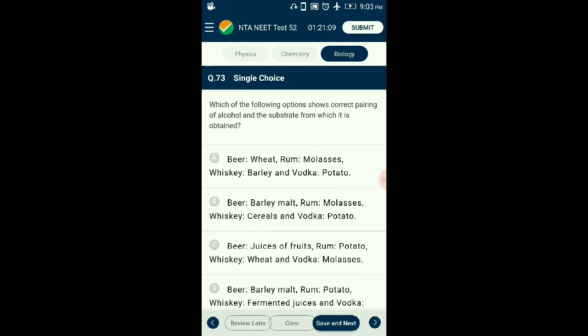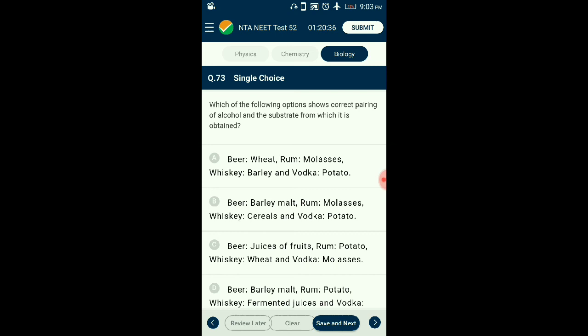Question number 73. Which of the following options shows correct pairing of alcohol and the substrate from which it is obtained? Microbes are used on a large scale in industries to make several products including beverages, antibiotics, etc. Alcoholic beverages like wine, beer, whiskey, brandy or rum are produced by the action of the microbe yeast on the substrate. Ethanol is produced by action of yeast Saccharomyces cerevisiae on malted cereals and fruit juices.